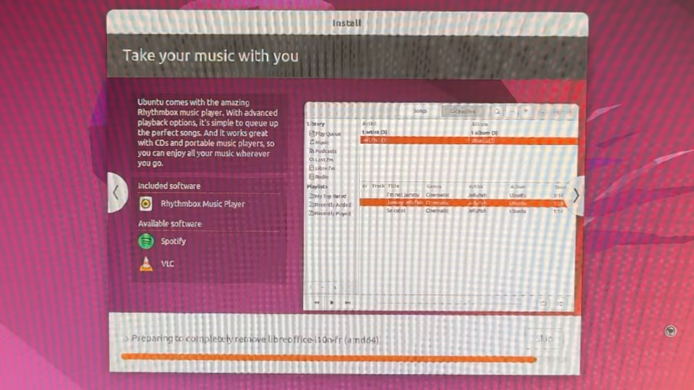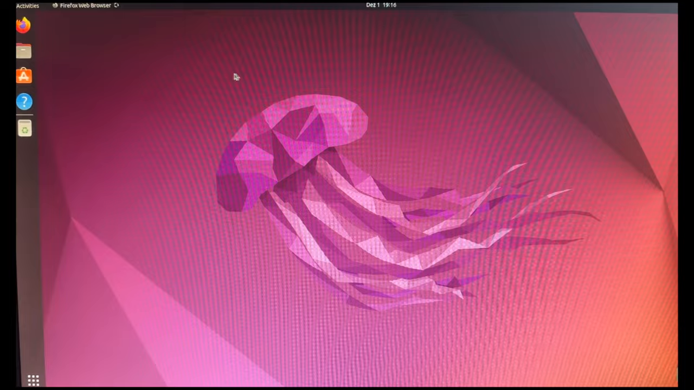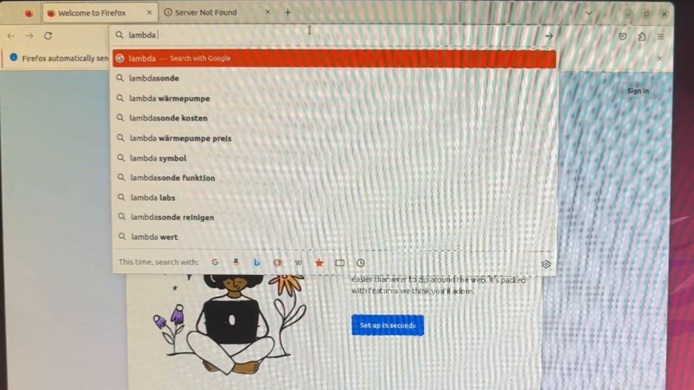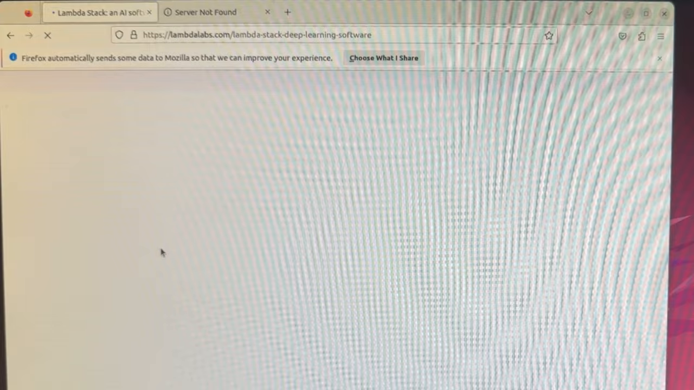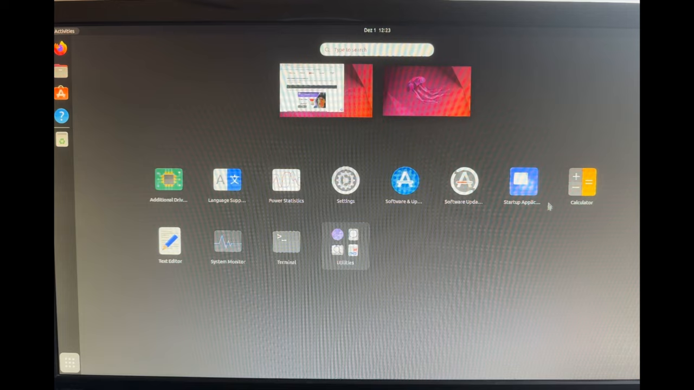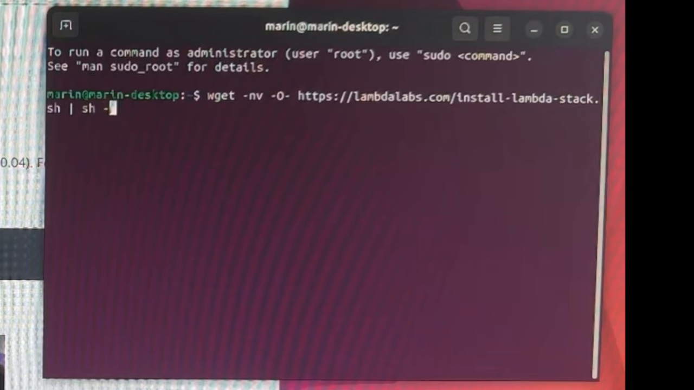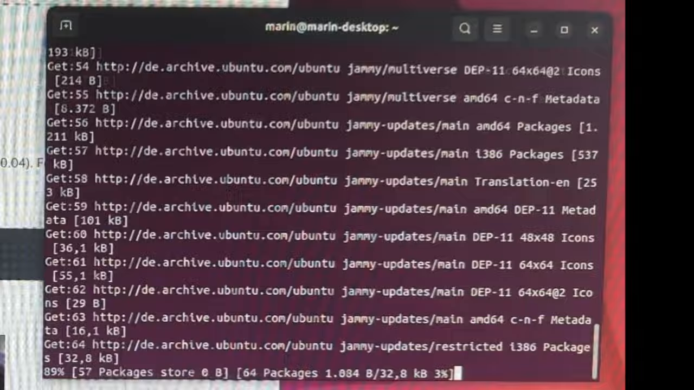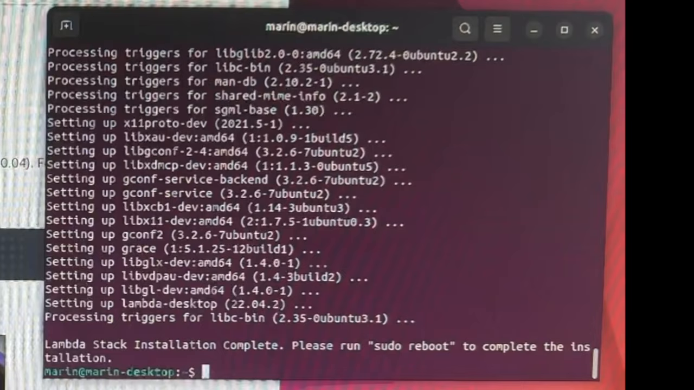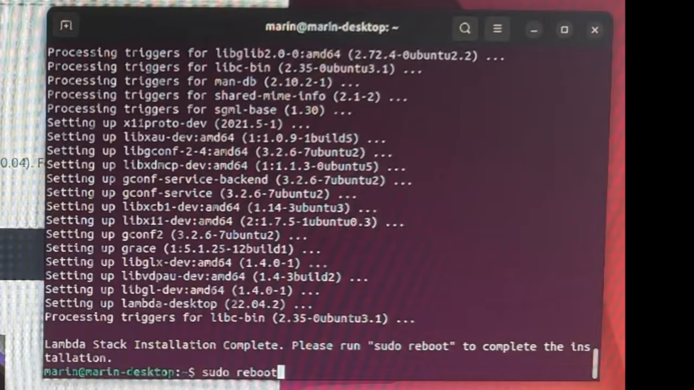Then I decided to use Lambda Stack to install all drivers that are necessary to run AI models using the GPU. Lambda Stack makes it super easy for you because you just need to run one single command. For this, I opened the Lambda Stack website, scrolled down, copied the command, opened the terminal in Ubuntu, pasted the command into the terminal and pressed enter. Then I had to type in my password, and that's all it took to install all necessary drivers to run AI models on your GPU. Once the installation process is done, which took around 7 to 10 minutes for me, we just need to reboot our system by typing in sudo reboot.